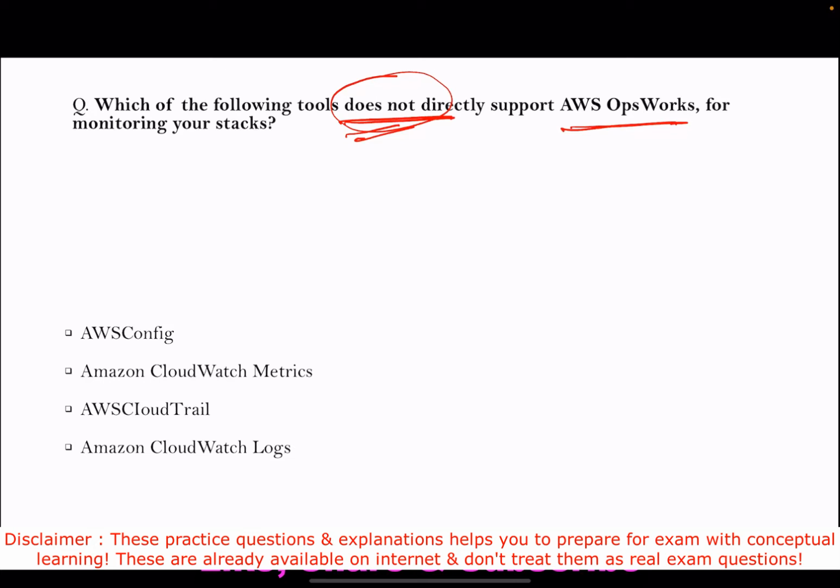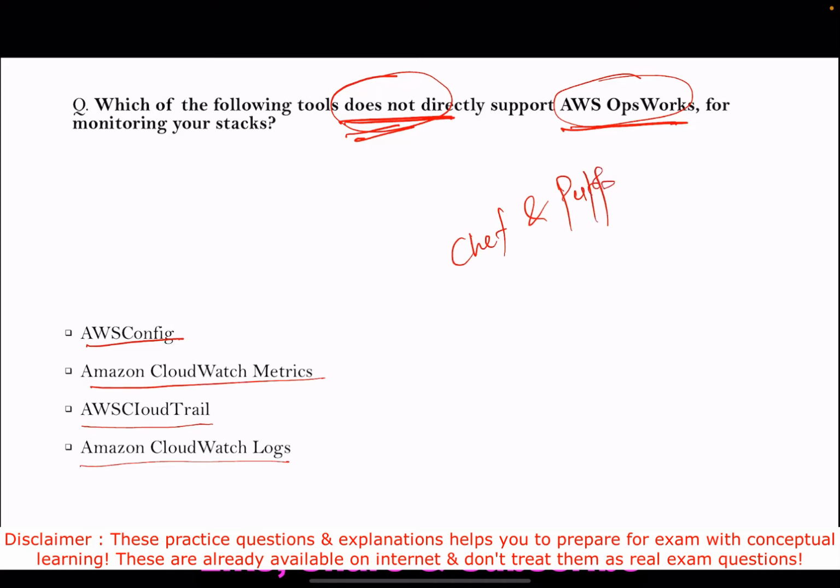The options we have: AWS Config, AWS CloudWatch metrics, AWS CloudTrail, AWS CloudWatch logs. Before going through the options, let's go through AWS OpsWorks. What does it do? AWS OpsWorks is a configuration management service that provides managed instances of Chef and Puppet. What are these Chef and Puppet? Chef and Puppet are automation platforms that allow us to use code to automate the configuration of our servers. So these are the automation platforms for code.